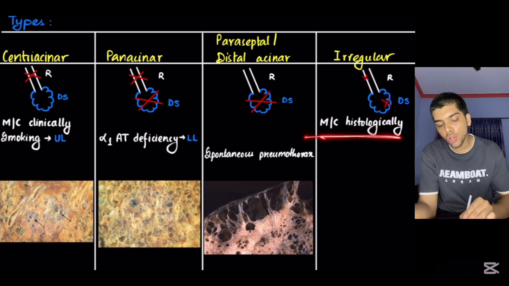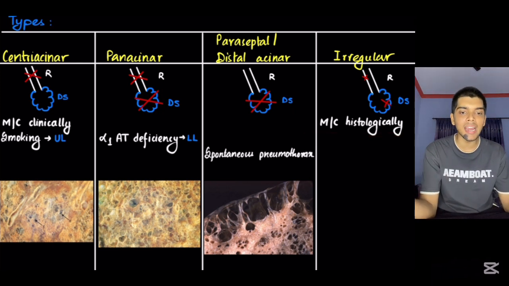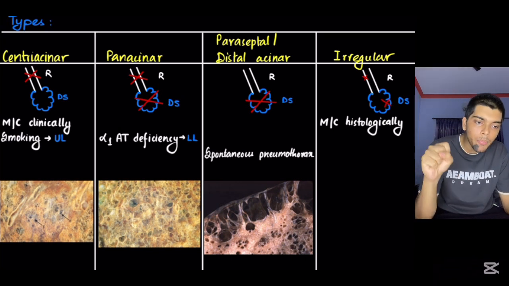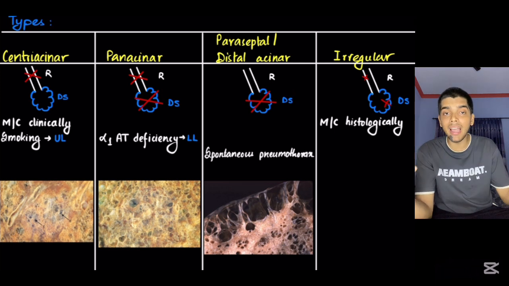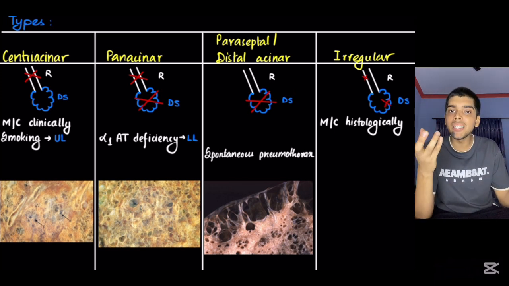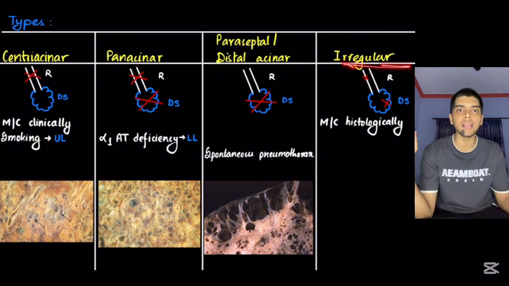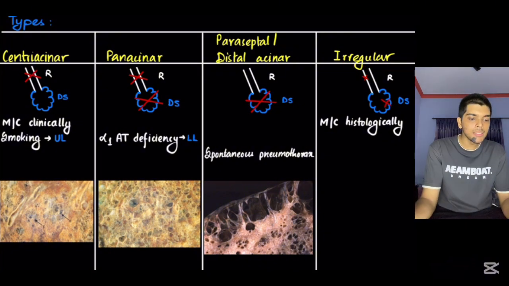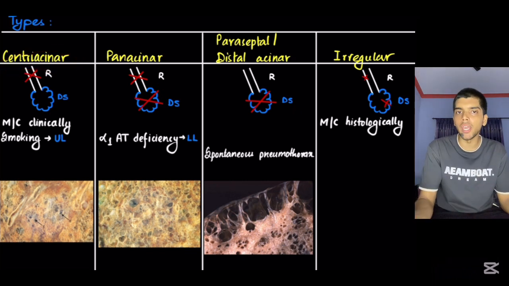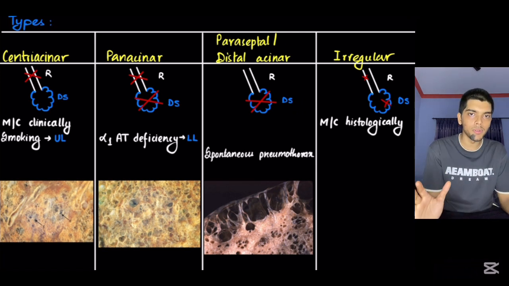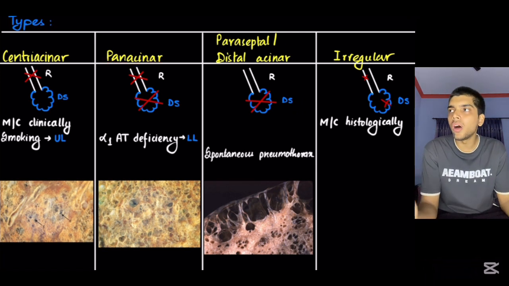Which is most common histologically? That is, let's say a person has died and you do an autopsy of this person, and if the dead body seems to have emphysema in its lung, then the type of emphysema seen histologically upon autopsy is irregular emphysema. Centri-acinar emphysema is caused due to smoking. Smoke goes up, so the most common lobe affected is the upper lobe. Pan-acinar is due to alpha-1 antitrypsin deficiency. Since the upper lobe is already affected, it's the lower lobe that gets affected.